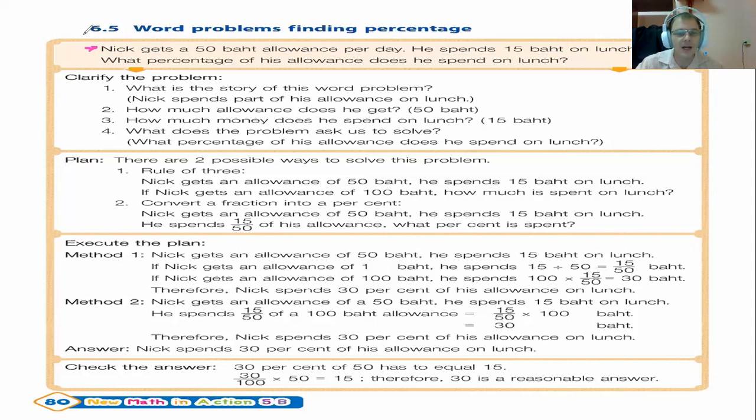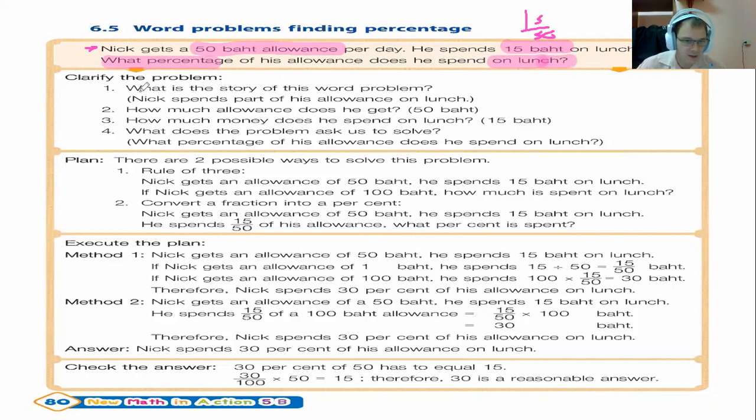Nick gets a 50 baht allowance per day. He spends 15 baht on lunch. What percentage of his allowance does he spend on lunch? Okay, so let's look at the problem and mark it again. So Nick gets a 50 baht allowance, and of that he spends 15 baht. So already we know it's going to be 15 over 50. But let's have a look. What percentage of his allowance does Nick spend on lunch?